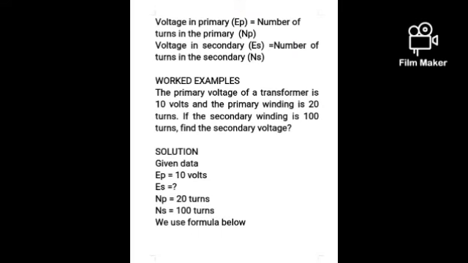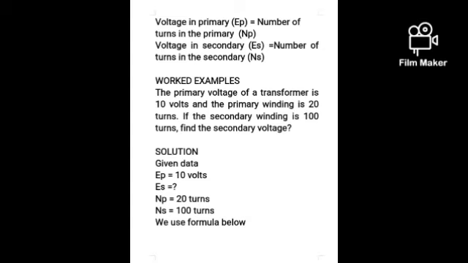Now so that you can have understanding of it, your voltage in the primary is called EP. Number of turns in the primary is called NP, the voltage in the secondary is called ES, and number of turns in the secondary is called NS.